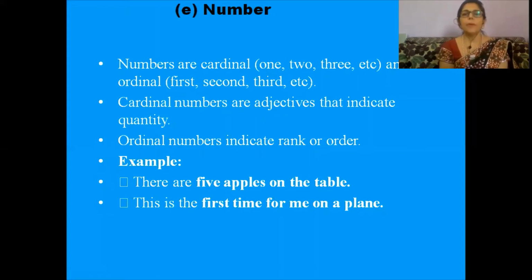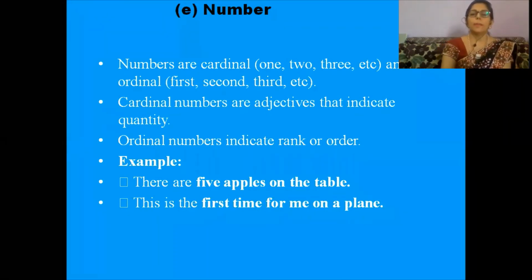There are 5 apples on the table, then it is a cardinal number. And if we say this is the first time for a man on a plane, then "first time" is an ordinal number.